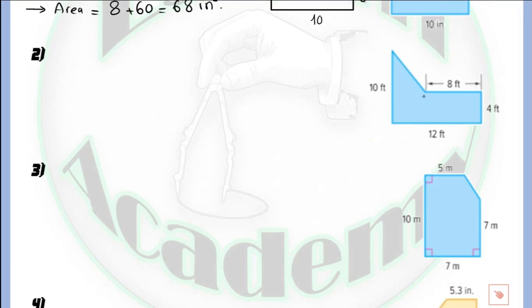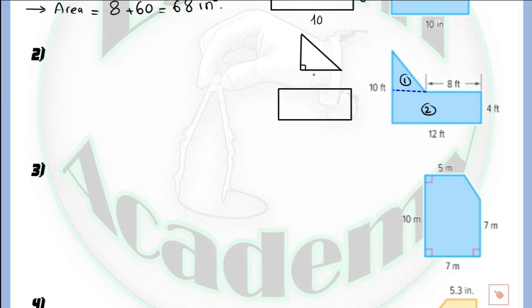In question number 2, we need to find the area of the figure. As we solved in question number 1, we can divide it into two shapes. Number 1, we have a triangle. Number 2, we have a rectangle. So to solve it, we need to draw the two figures outside. To find the area of the triangle, we need to find the length of the base and the length of the height. This line segment is equal to 4, so the opposite will be equal to 4.